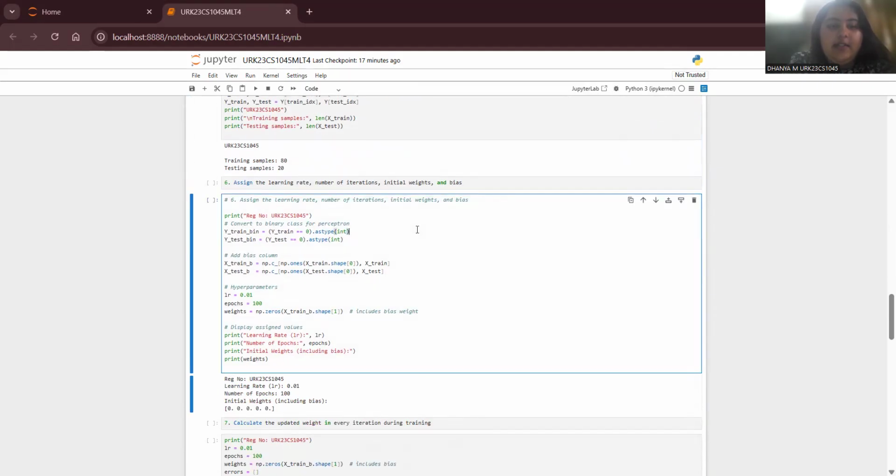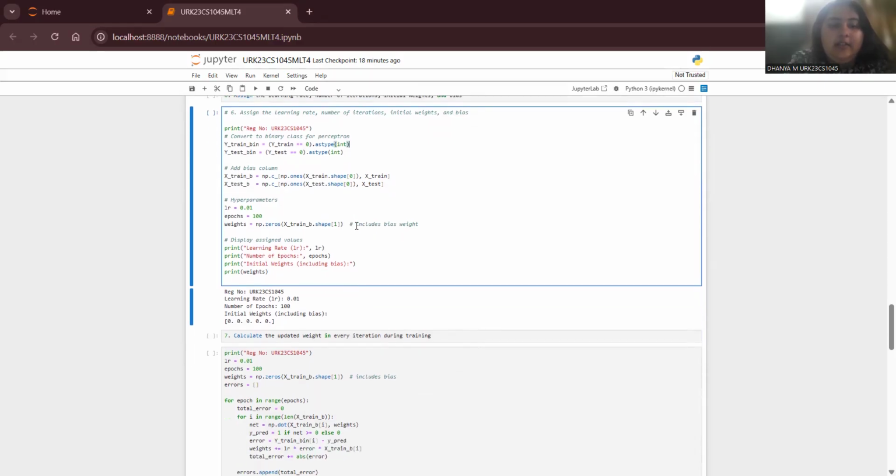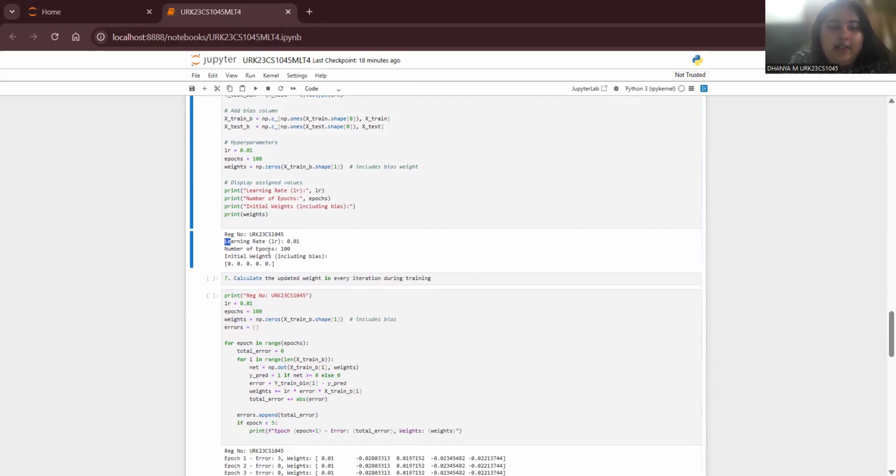For the sixth question, I have assigned learning rate, number of iterations, initial weights, and bias. Before training the perceptron, several parameters must be defined. The learning rate controls how much the weights change during each update. Iterations is the number of times the training algorithm runs through the dataset. For weights, each input feature has a weight that determines its importance. Bias is a constant value added to the weighted sum to adjust the decision boundary. Initially, weights and bias are set to small values. Here we can see the learning rate, number of iterations, and the initial weights.